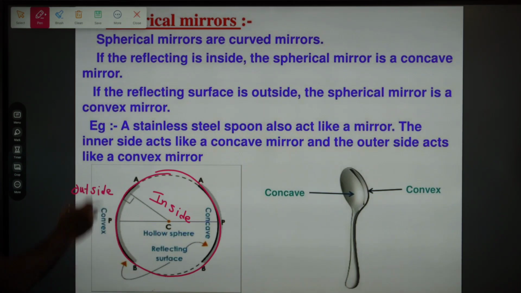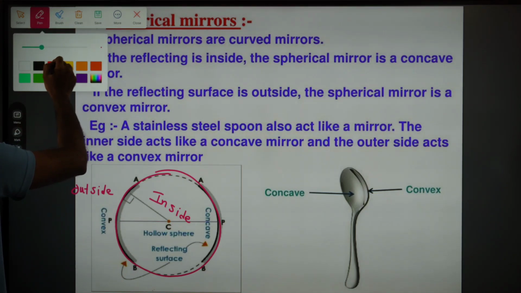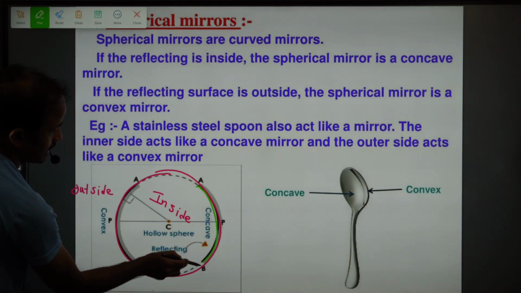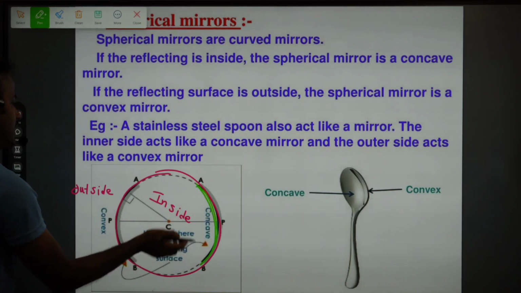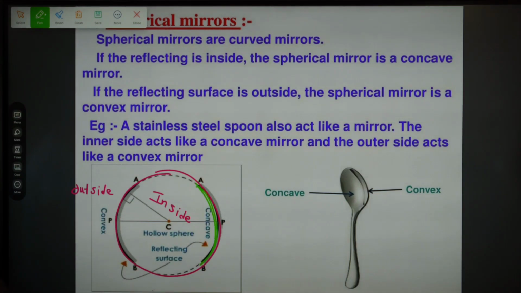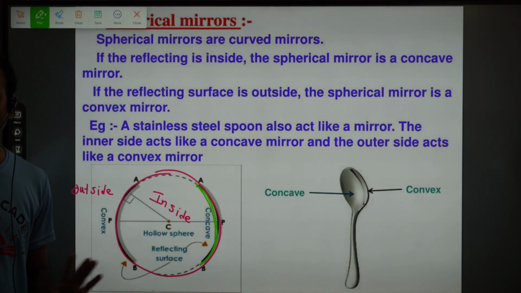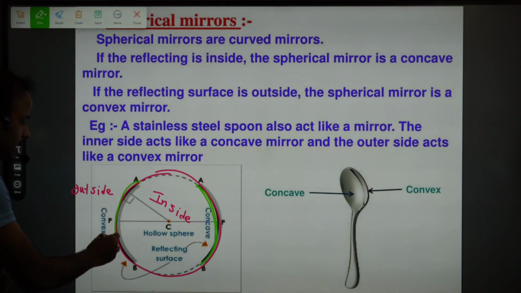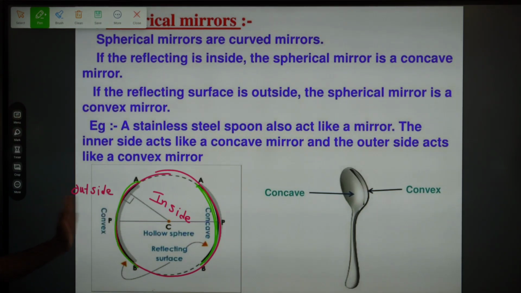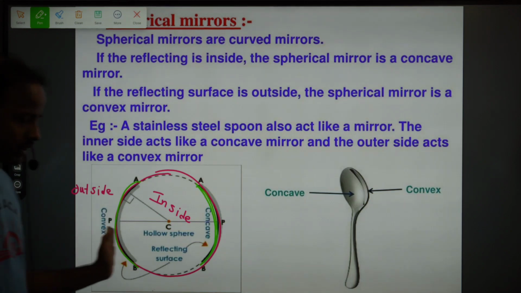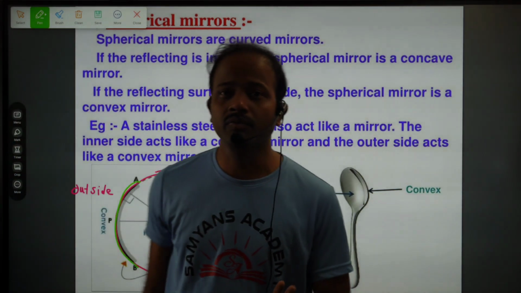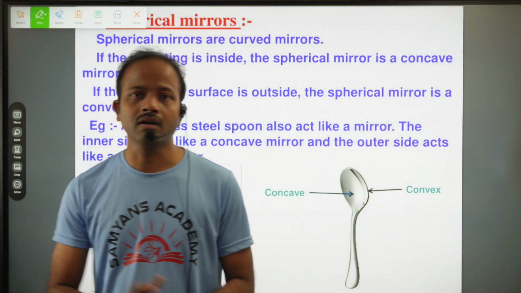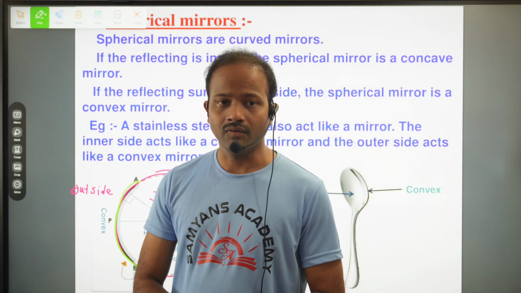If you have the reflecting surface inside of the sphere like this, such type of mirrors we call a concave mirror. If the reflecting surface is outside the mirror like this, such type of mirrors we call a convex mirror. Is it clear everyone? What is a concave mirror? What is a convex mirror?